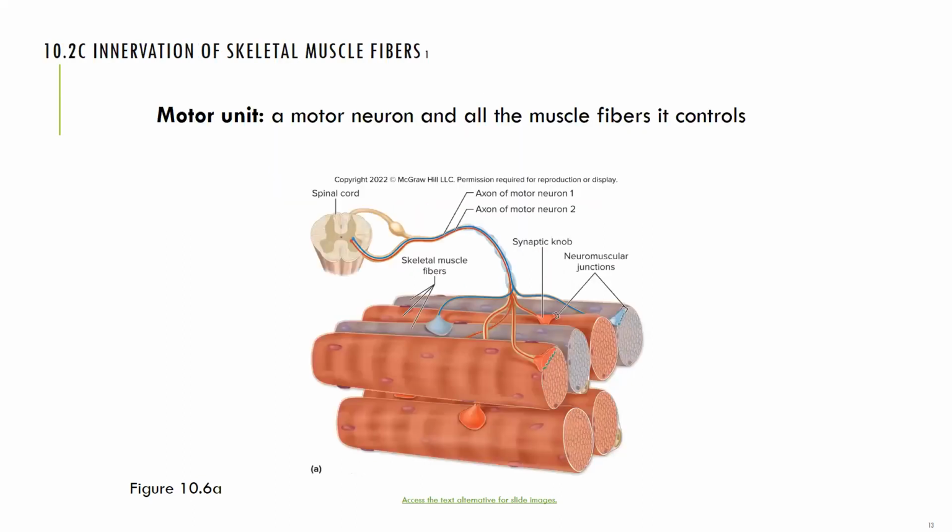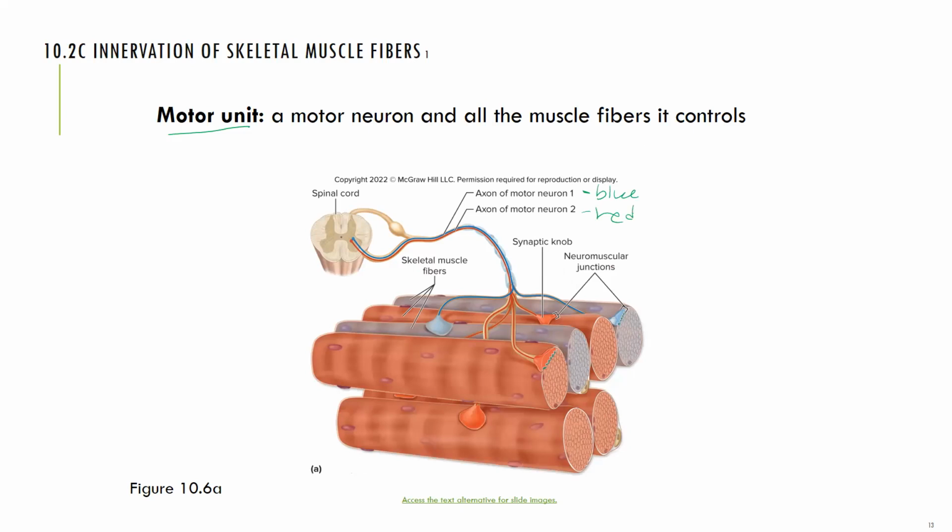So I'm going to have you add something else to your list for this week: motor unit. A motor unit is a motor neuron and all the muscle fibers it innervates. Here I have two motor neurons. I have motor neuron 1, the blue one, and then motor unit 2, which is the red one.